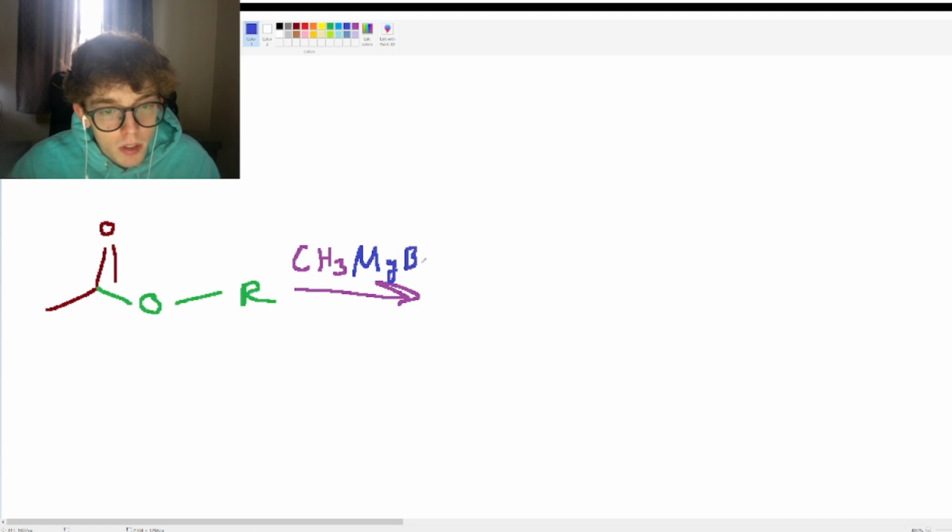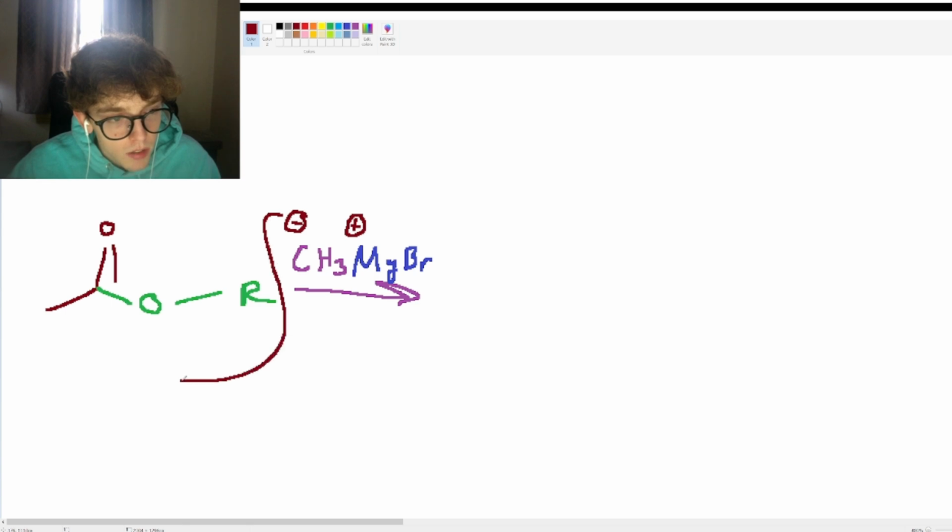Magnesium, Br. Okay, and this has a negative charge, basically. This has a positive charge. So what happens here, the negative charge will attack like so. And it's going to dump electrons off here. So let's draw it like this, shall we?